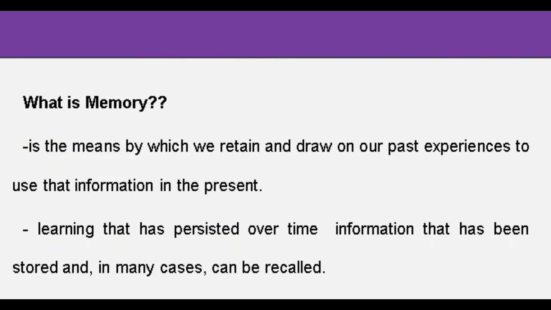So, what is memory? Memory is the means by which we retain and draw on our past experiences to use that information in the present. Meaning to say, this is the collection of data that we have in our mind. Learning that has persisted over time, information that has been stored, in many cases can be recalled. So if there is information in your mind, those are the only information that you can give, because those are the only information that you can recall.